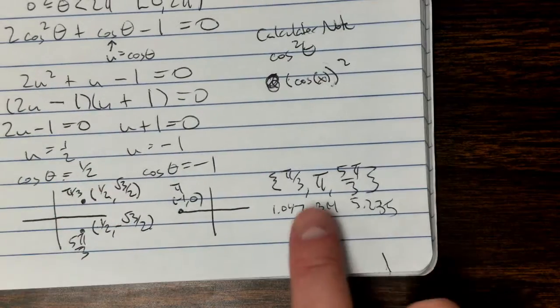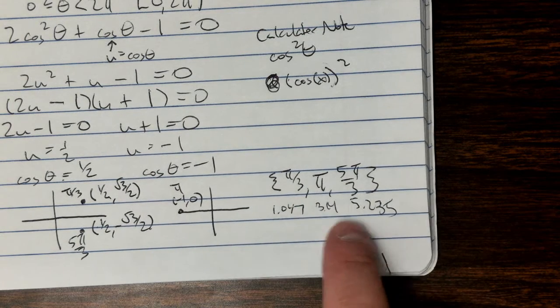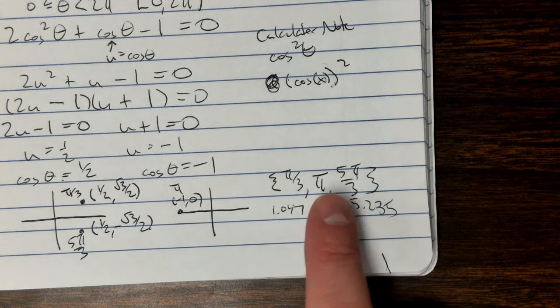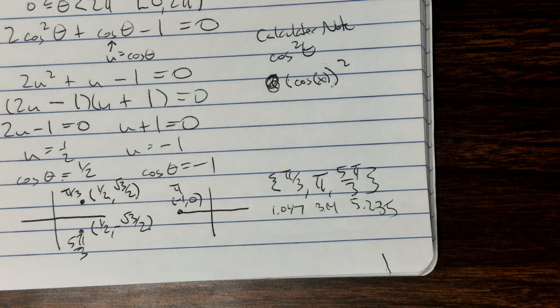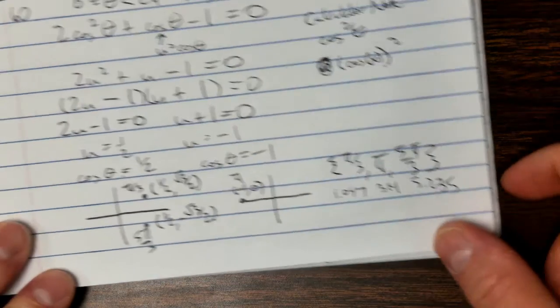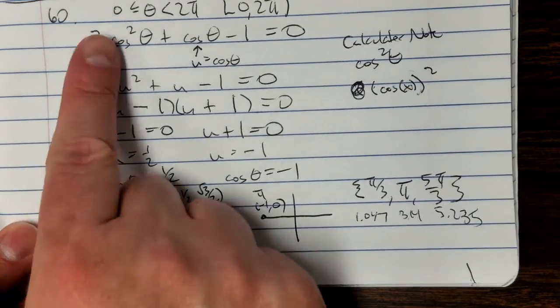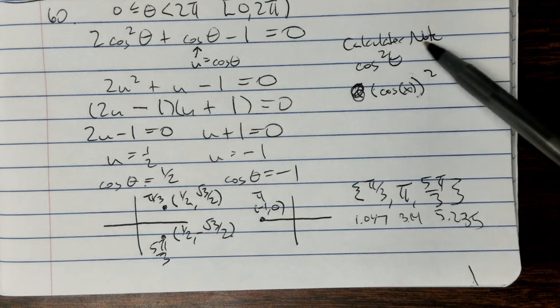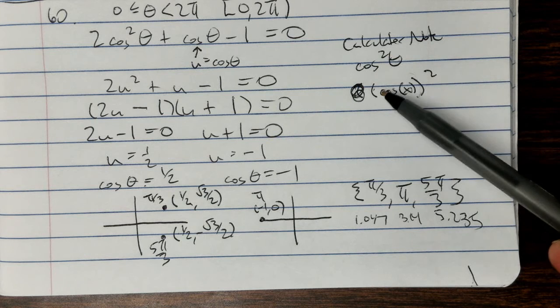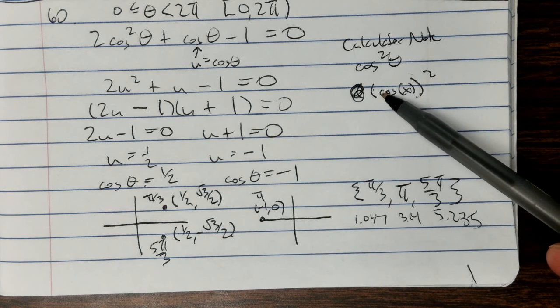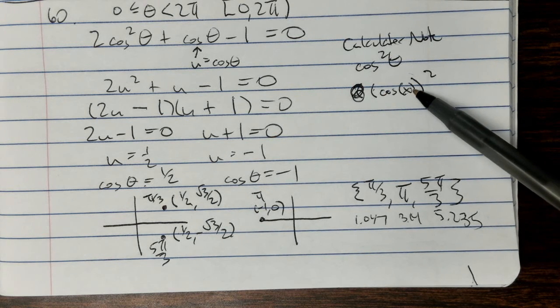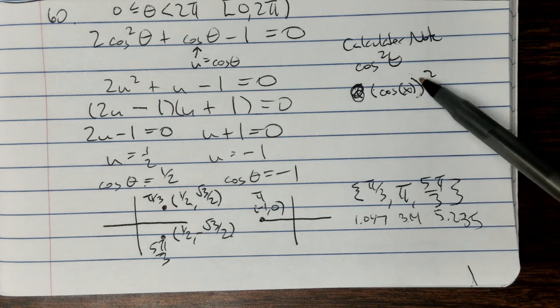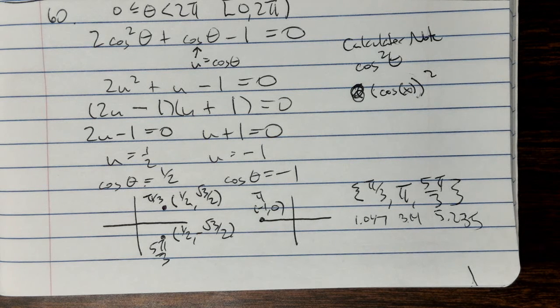The hard part is if you just start with a decimal and then you don't know if you're dividing by 3 or 4 or 6 or what. So that's why I'd work it out the regular way. But again, just as a side note on the calculator, if you have cosine squared, you need a parentheses in front of cosine and after the argument, and then you put your squared. So there's number 60.